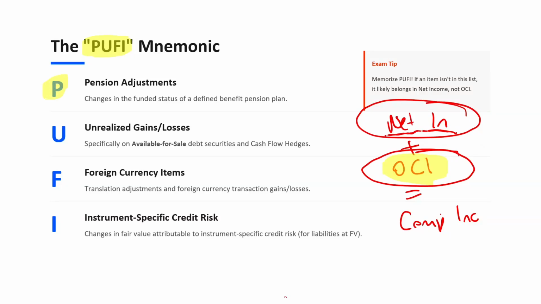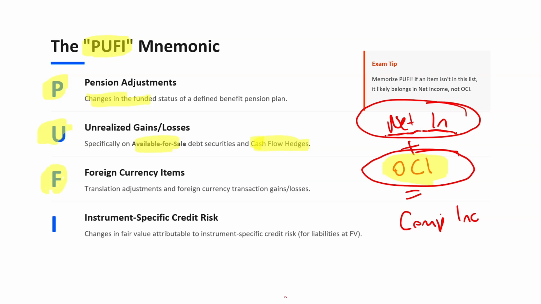Here the P stands for pension adjustment. Basically, they are related to changes in the funded status of defined benefit plans. We don't see them much anymore, unfortunately, but there used to be a time when there were pensions. This basically calculates the changes in those plans. And what does U represent? They represent unrealized gains and losses, specifically on available-for-sale debt securities or cash flow hedges. So in the questions, you would usually see them like that.